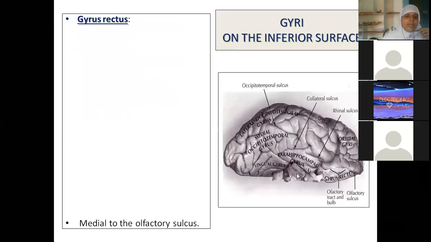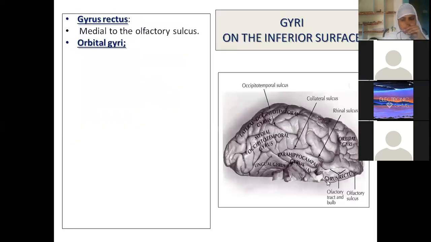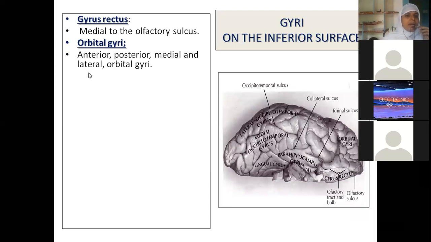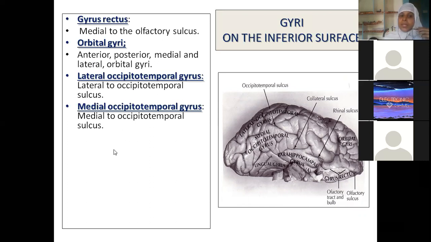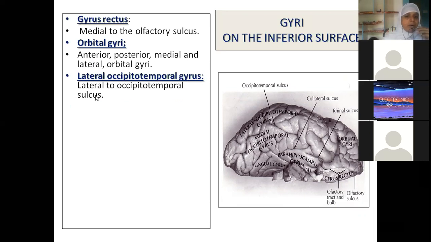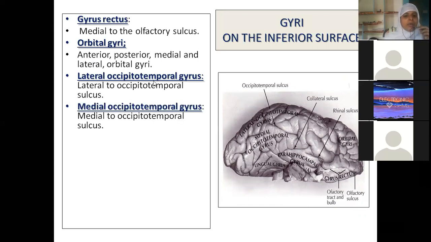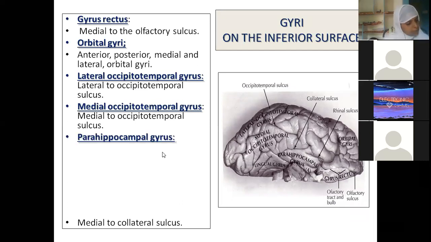Okay. Then let us name the gyri. Of course, this picture is not so good, I have helped you with that only. Medial to the olfactory sulcus, I told you, is the gyrus rectus. Rectus means straight. H-shaped orbital sulcus, and the anterior, posterior, medial, and lateral orbital gyri. I already told you, lateral to the occipitotemporal sulcus is the lateral occipitotemporal gyrus, and medial to it the medial occipitotemporal gyrus.